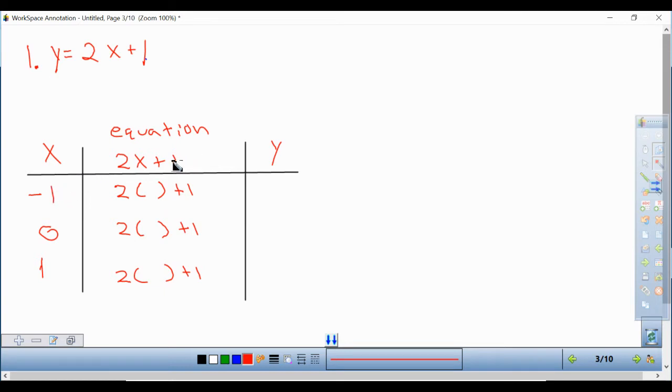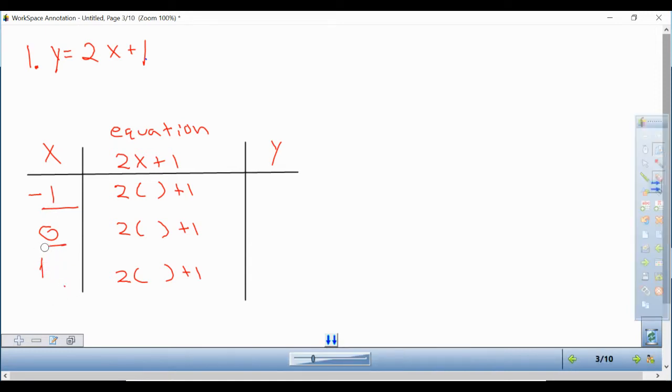And in the middle, we have the equation. Now for each x value, you see I've got negative 1. I wrote the equation next to 0, and I wrote the equation next to 1. What's going to happen, we're going to take the x values and plug them into the equation. So we have 2x plus 1. And instead of x down below, I took the x out because these are the next x values.